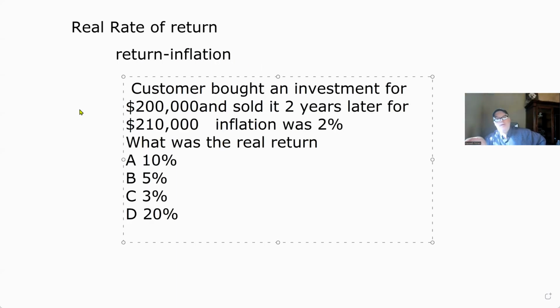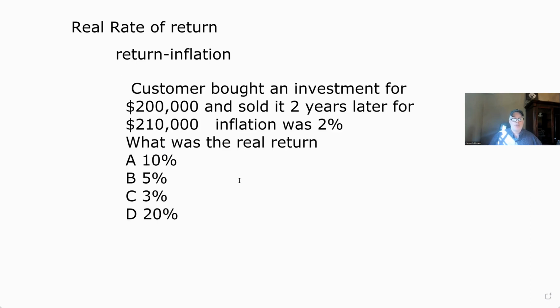Okay. So let's do a problem here. A customer bought an investment for 200 grand and then sold it 2 years later for 210 grand. Inflation was 2% over that time. They don't say per year, so you just have to assume it's the whole thing. And what was the real rate of return? So again, we're going to do return minus inflation. So first thing we do is 200 to 210.